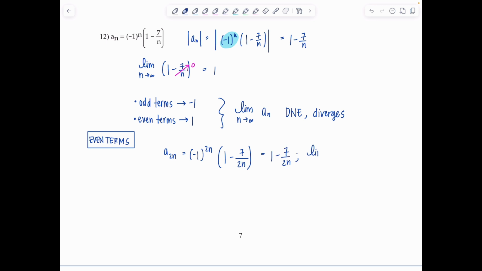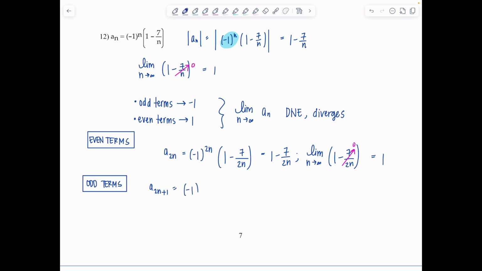So now the limit as n goes to infinity of 1 minus 7 over 2n, if n gets very, very large, this goes to 0. So this is positive 1. And then we can do the same thing with the odd terms. So how do you represent some general odd term of a sequence? Well, if an even term is 2n, then an odd term is going to be 2n plus 1 or 2n minus 1, right? You start with an even term, and if you add 1 or subtract 1, now you have an odd term. So a sub, let me just do 2n plus 1.